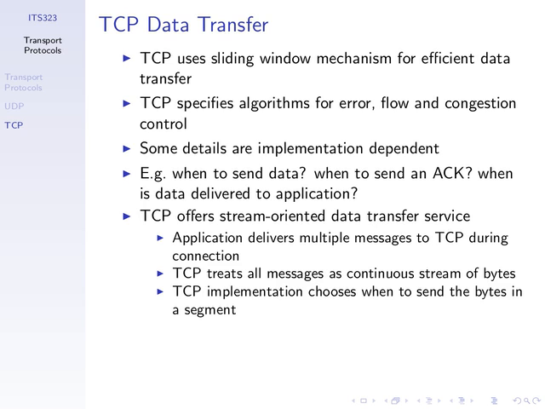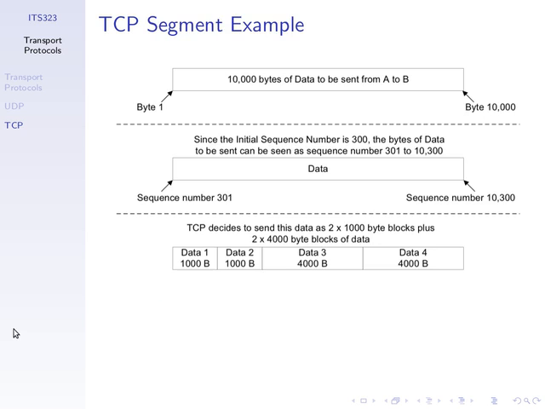As a result, TCP may not send messages as separate segments. It may combine them into one segment, or it may split a message into multiple segments. And there are different ways that implementations will deal with that. We'll see some examples. First, let's look at how TCP treats segments and sequence numbers.